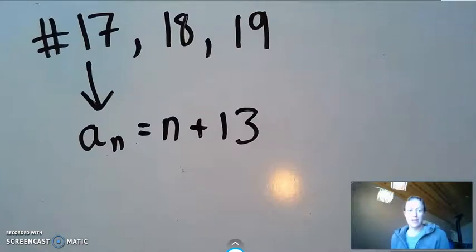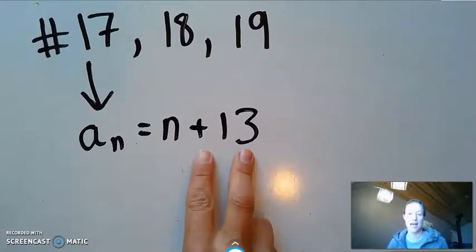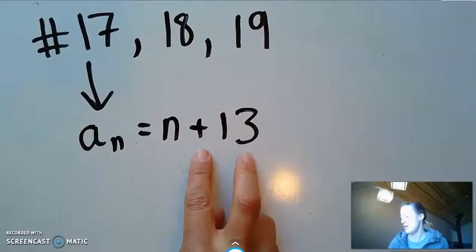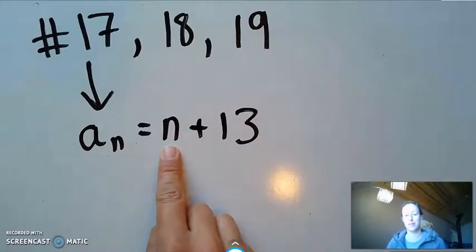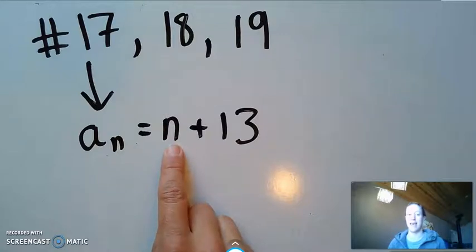So the last three I want to talk about are 17, 18, and 19. They're a little bit different. So this one at first glance is like, oh, you're adding 13. It must be arithmetic, and every single time you're adding 13. But you're not adding 13 to the previous number. You're adding it to the n number.